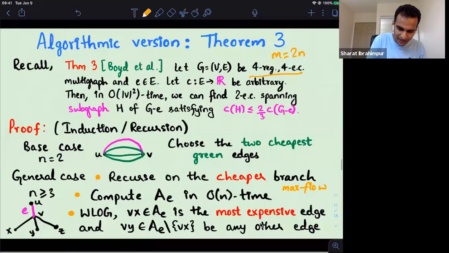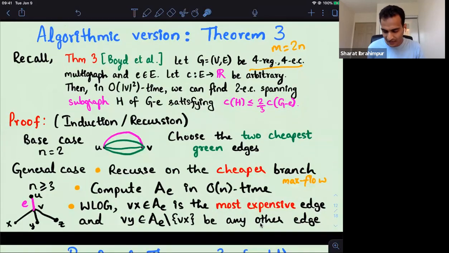And so we compute AE, and then we label the most expensive edge in AE as VX. That's what we label it as. And we let VY be any other admissible partner of this edge E.